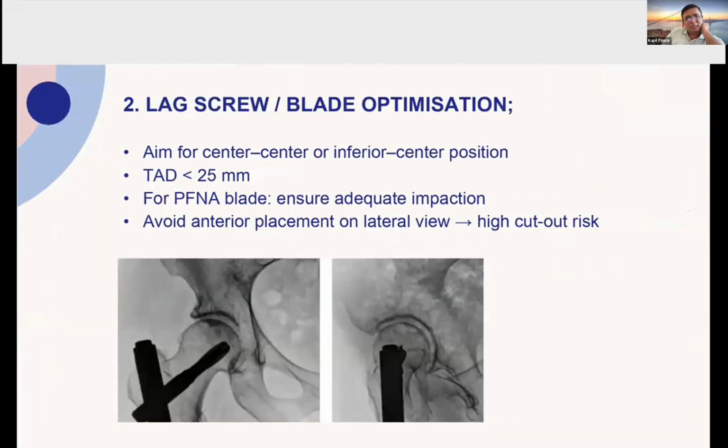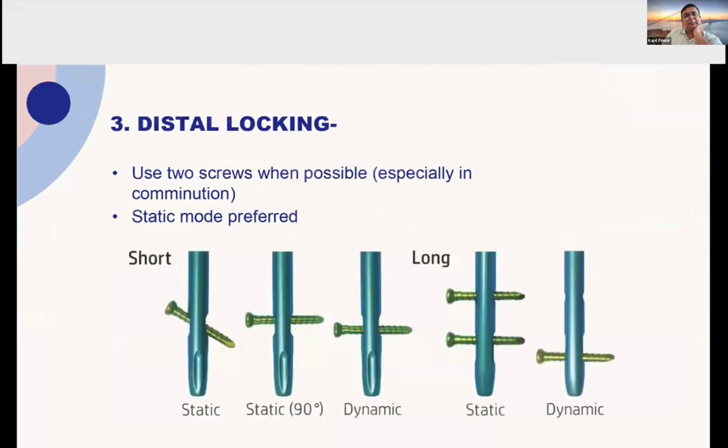Regarding the lag screw, it's not like 10. You can have a TAD of 25 millimeters. Blades are better in osteoporotic bones. Regarding the nail, I would say that these are unstable. Reverse oblique, basically, it's good to use a long nail. I prefer the long nail. Regarding the distal locking, it's better to use a static mode, because still with a nail there will be some amount of shear forces and sliding.